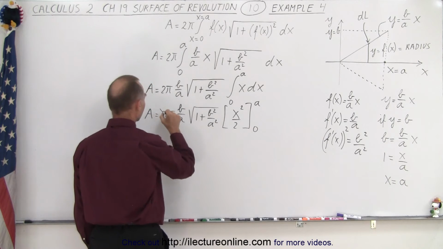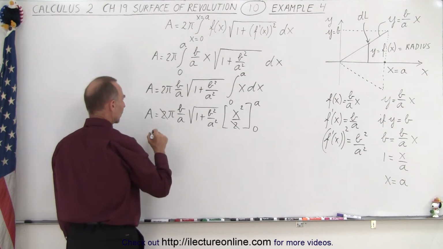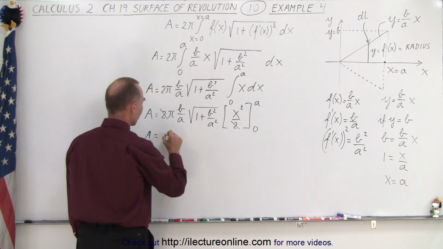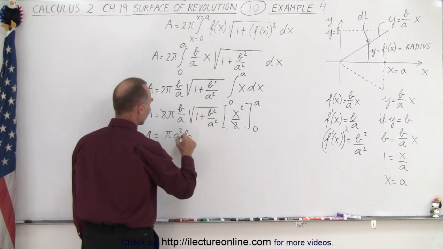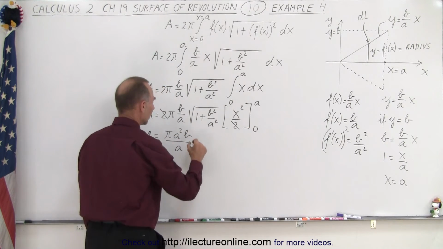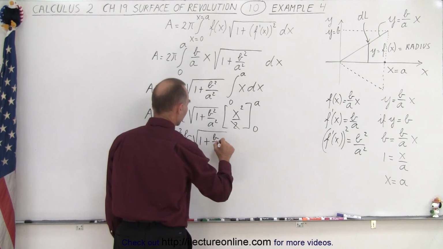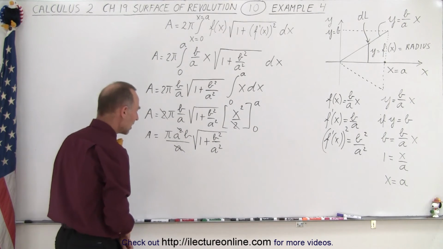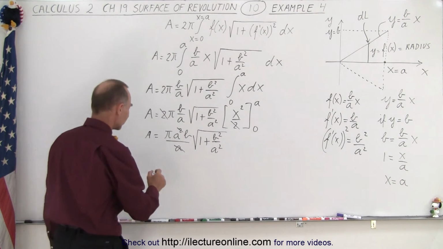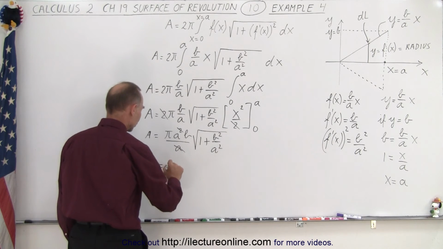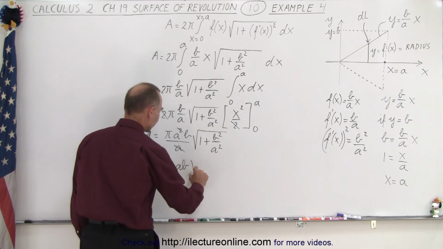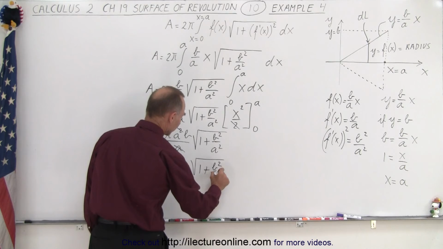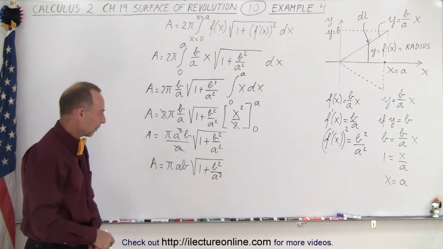First of all, the 2's cancel out, so this 2 cancels out with this 2. We get an a squared there. So we have area of this is equal to pi a squared b over a, when we plug in the upper limit, times the square root of 1 plus b squared over a squared. Then, of course, this a cancels out this a. And I guess we just leave it like this, that the area is equal to pi times ab times the square root of 1 plus b squared over a squared. And of course, you can rearrange this a little bit, but that's probably good enough.